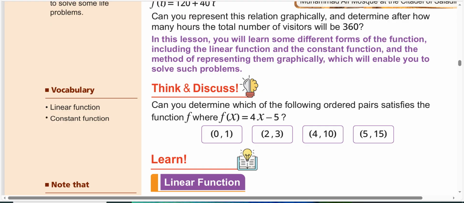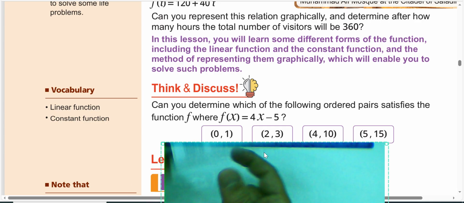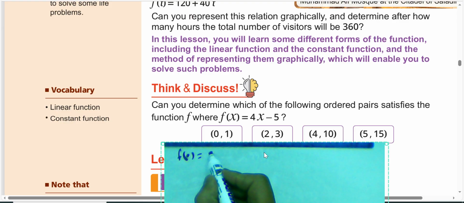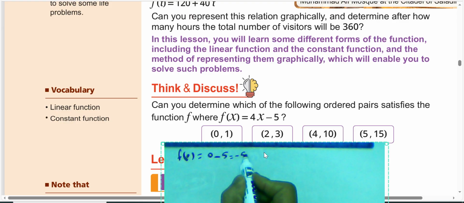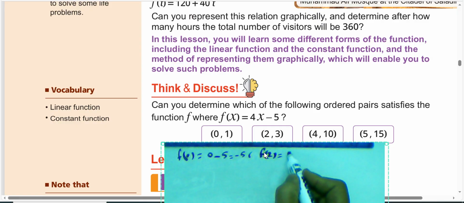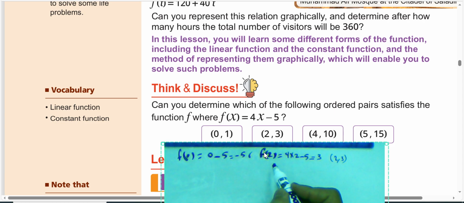He asked here: can you determine which of the following ordered pairs satisfies the function or not? First, if we put x equals 0, then f of 0 will be negative 5. Then the first point does not satisfy, because f of 0 equals 4 times 0, which is 0, minus 5 equals negative 5. And what about 2 and 3? Find f of 2: put the value of x equal 2, then we have 4 times 2 minus 5. 4 times 2 is 8, 8 minus 5 equals 3. This is the point here, 2 and 3.